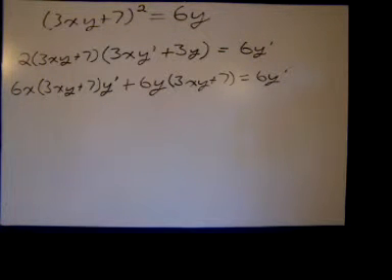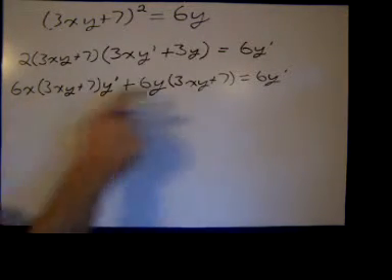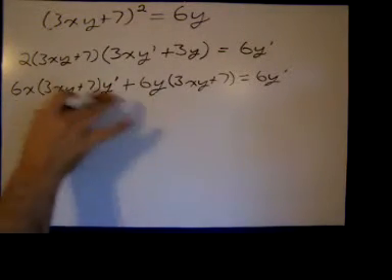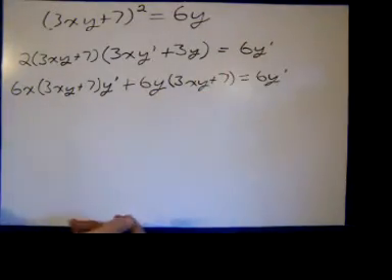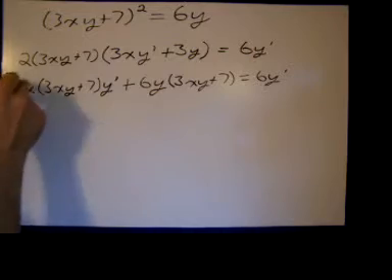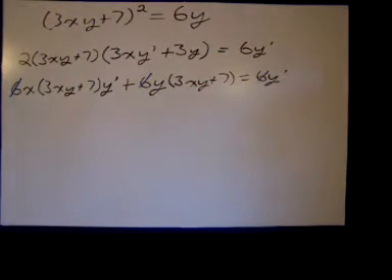I notice that each one of these terms has a common factor of 6 on both sides of the equals. I have 6 times junk plus 6 times junk equals 6 times, well, y prime. So if I divided through by 6, this would actually go away. That makes this a little easier to get.